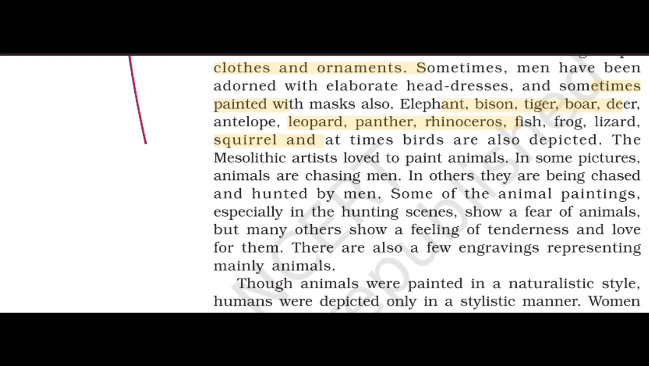In some pictures, animals are chasing men. In others, they are being chased and hunted by men.